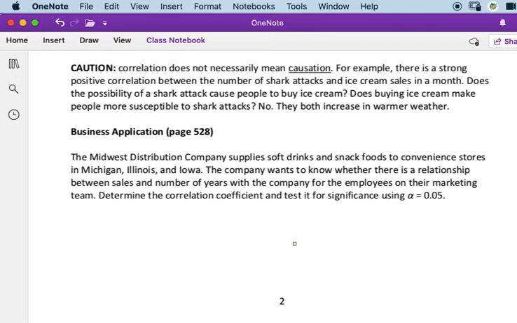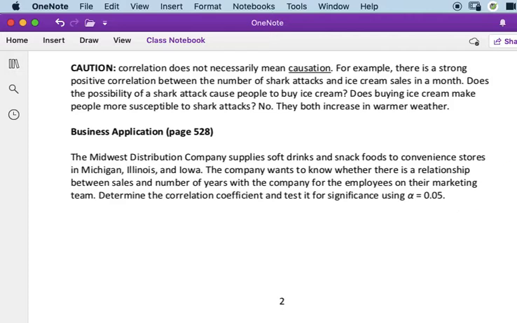So we're going to look at a business application problem here. This is on page 528. It says the Midwest Distribution Company supplies soft drinks and snack foods to convenience stores in Michigan, Illinois, and Iowa. The company wants to know whether there is a relationship between sales and number of years with the company for the employees on their marketing team. Determine the correlation coefficient and test it for significance using alpha equals 0.05.